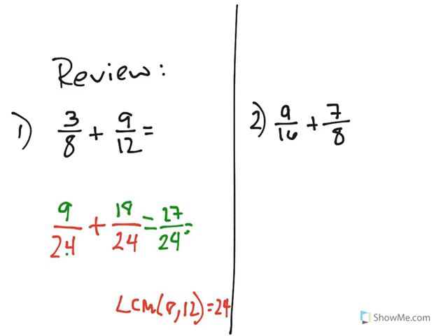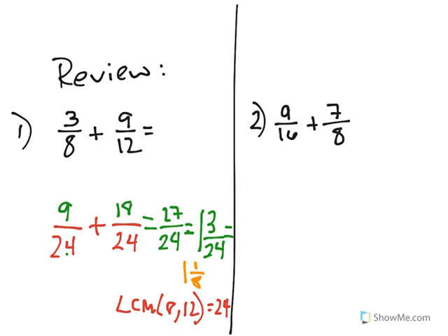And of course, we can convert this improper fraction to a mixed number. 24 goes into 27 one time, and we're left with 3 over 24. And this again can be reduced because 3 and 24 both have a common factor of 3. So our answer will be 1 and 1/8.